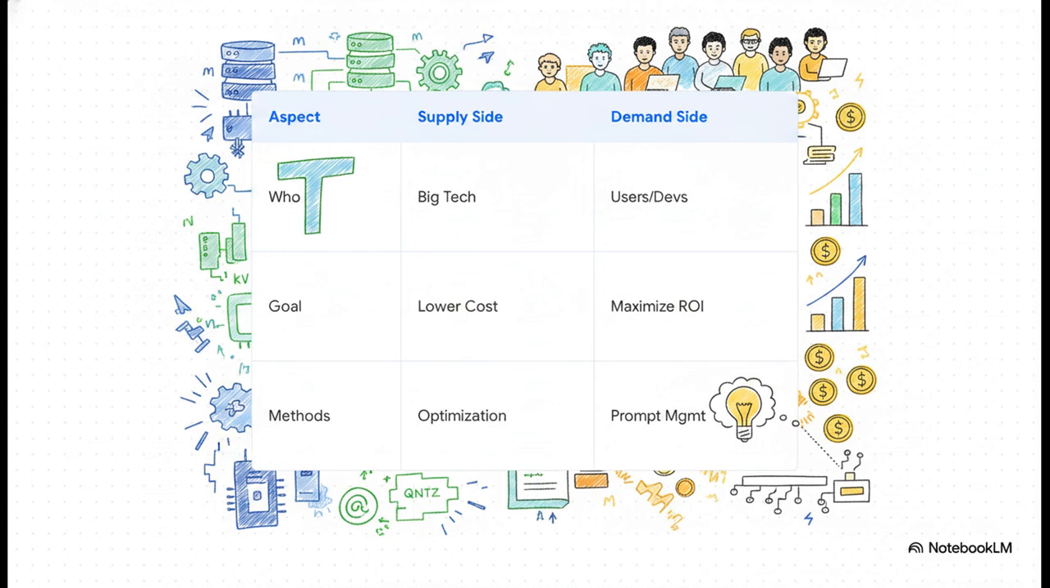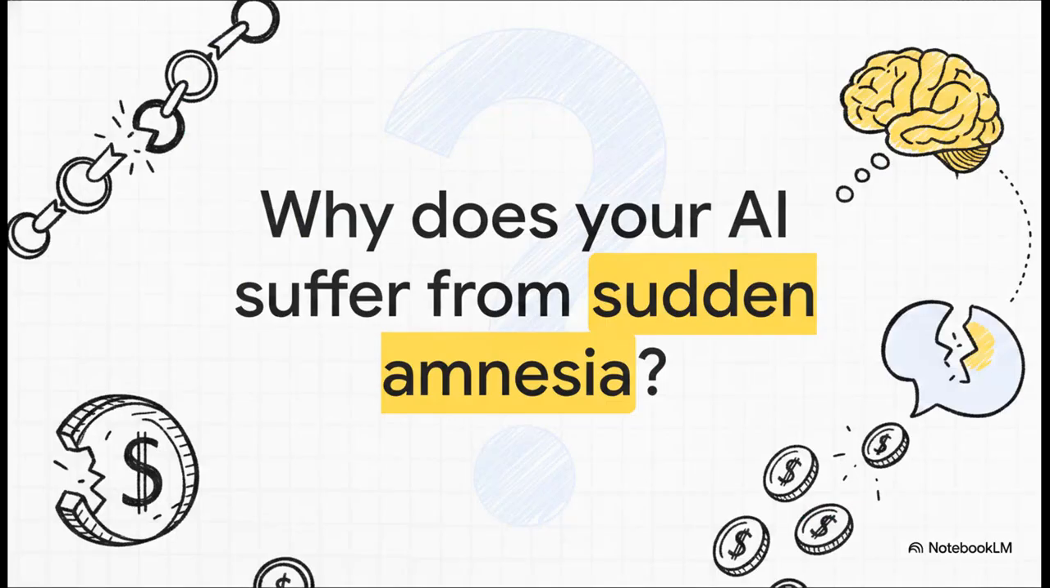But over on the demand side, well, that's us. We're the developers and enterprises desperately trying to manage our token usage to maximize our return on investment. So let me ask you this. Have you ever been in the middle of a super long conversation with an AI, and suddenly it just seems to forget your original instructions? If you've ever had an AI suffer from this kind of amnesia midway through a task, you probably thought it was a technical glitch. Actually, scratch that. It's not a glitch at all. You've simply gone bankrupt on tokens. Your budget for that specific context window just ran dry.